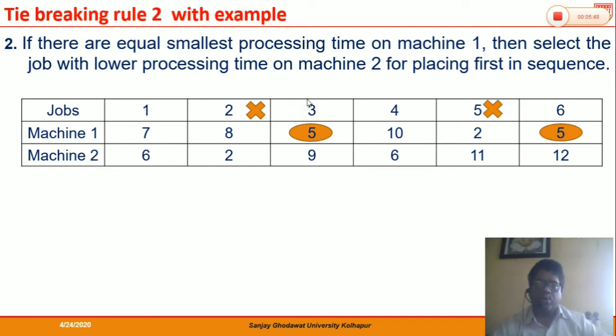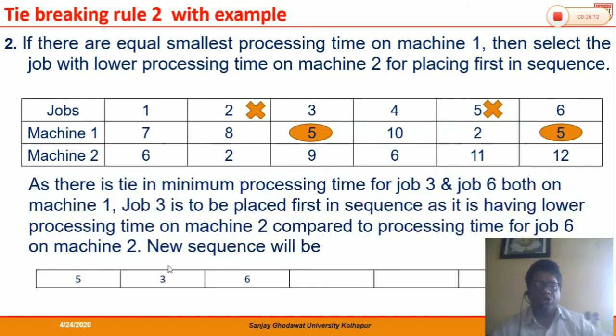So whether to place job number 3 first or job number 6 first. Now here because of the tie we are confused, but as the rule says, if there is a tie for the shortest first, look at the shortest second operation. Now the shortest second operation is for job 3, so job 3 must be placed first in sequence, and then job 6 is to be placed. So we have seen here job 3 is kept first in sequence, and then we have scheduled job number 6. Let us see.